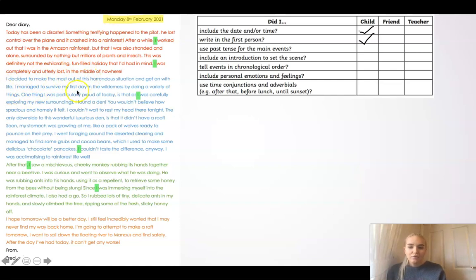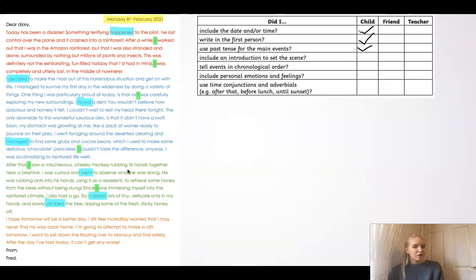And I'm going to carry on reading and I'm going to say that actually I have included lots of past tense verbs. And just so you can see, year 4, I've highlighted them here to show you my past tense verbs. I rubbed lots of tiny delicate ants in my hands and slowly climbed the tree. So I can definitely tick that box to show that yes, I have included past tense.